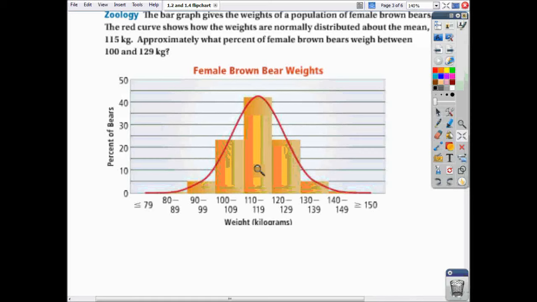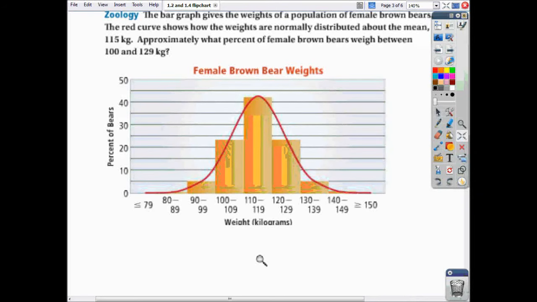Nice. Okay, look at this picture right here. This bar graph gives the weights of a population of female brown bears. The red curve shows how the weights are normally distributed about the mean. Mean meaning average, right? It's 115 kilograms. Great, they're going all kilograms on us. So let's actually do this one before I have you do problem one out of your book. This will help you get ready. Approximately what percent of female brown bears weigh between 100 and 129 kilograms?